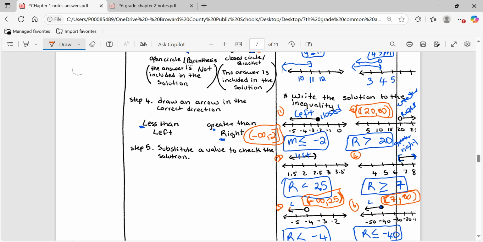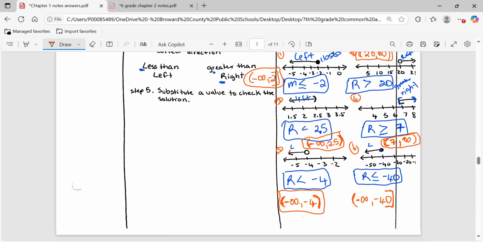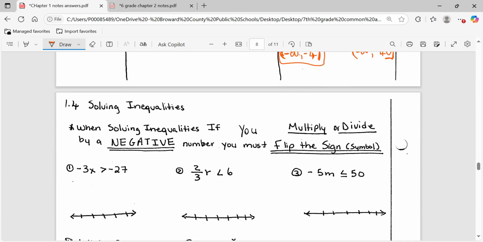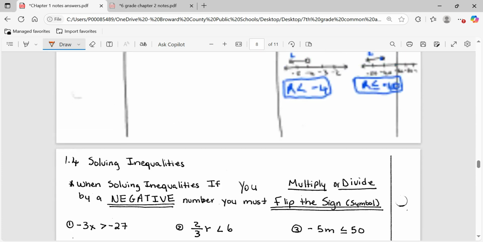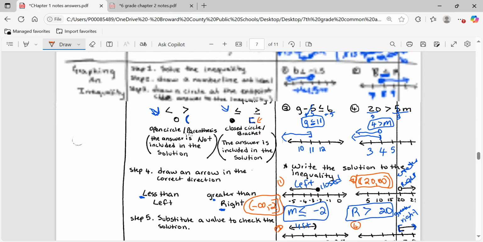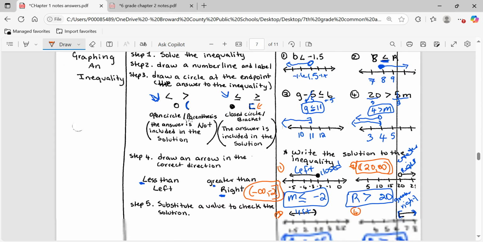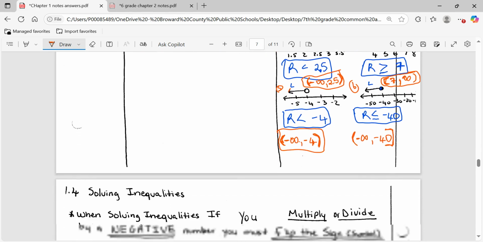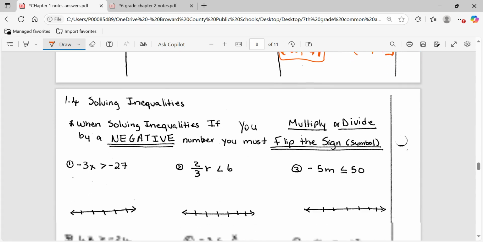It depends on what the question is asking you for. Sometimes they're only asking you for the solution. Sometimes they want you to solve and graph. Sometimes they want you to do the notation. Sometimes they want you to solve, graph, and notate. So this was simply being able to write it and graph it. Now we're going to add a little bit more oomph to it, and we're going to solve it.